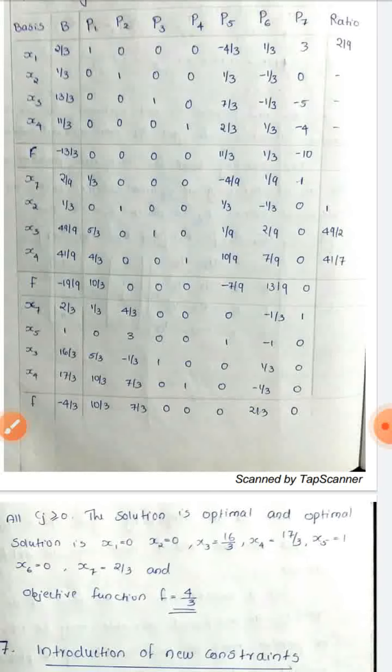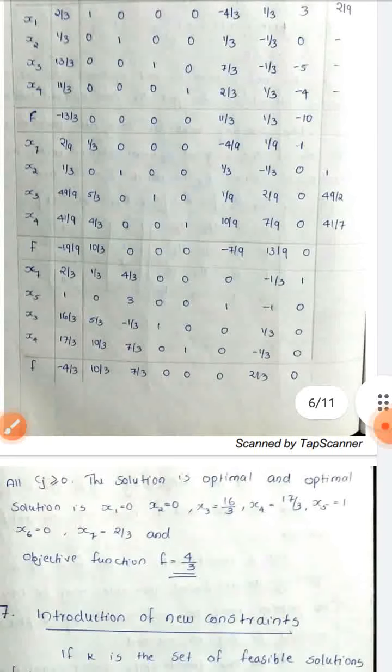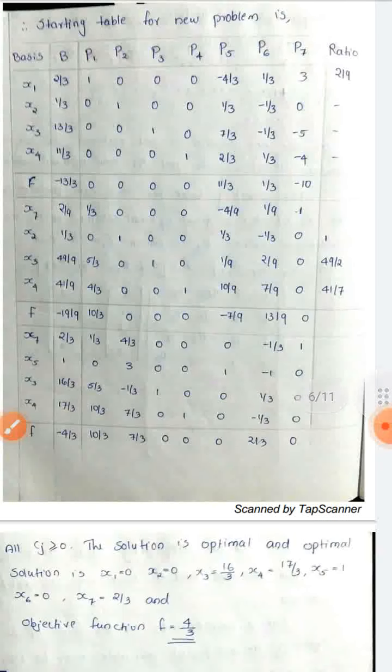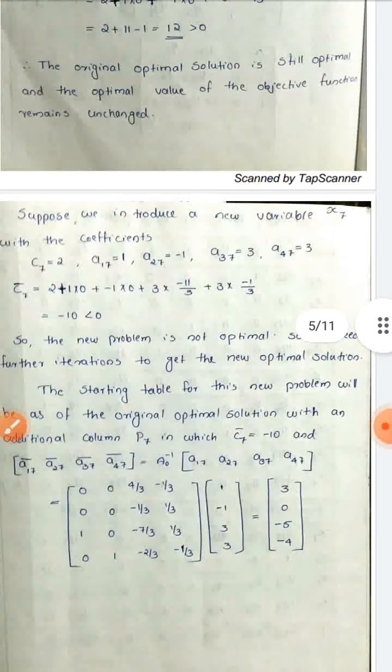So then in the next iteration we get all the cost coefficients greater than 0, so the solution is optimal. So in the first table the solution is not optimal, and then we apply the iteration, then we get another table, and here it is also not optimal. Then we apply another iteration, then finally we got an optimal solution, and that is all the relative cost coefficients are positive.